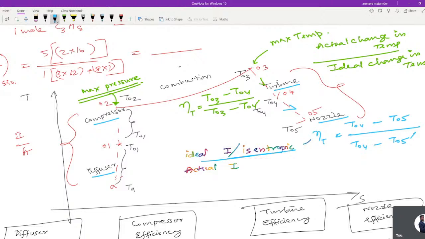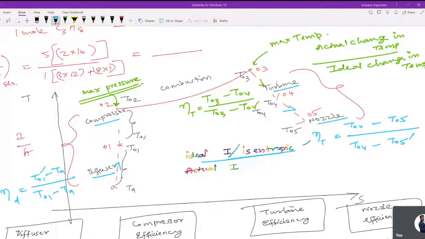Similarly, for the diffuser, it's I by A. So eta D equals, starting with the maximum, T naught 1 minus T A by T naught 1 minus T A, which is the end one. Flow is moving from A to T naught 1, so the end is T naught 1. Where we have ideal, the top, so here we have the top, and here we have the prime. I hope I made it clear. The rest of the things will be done accordingly.